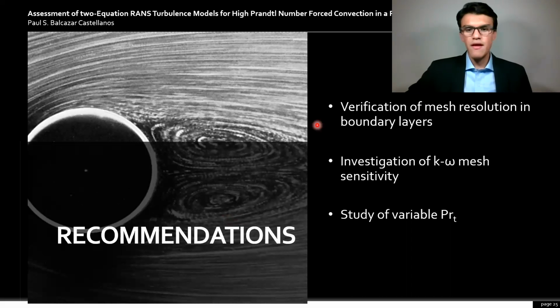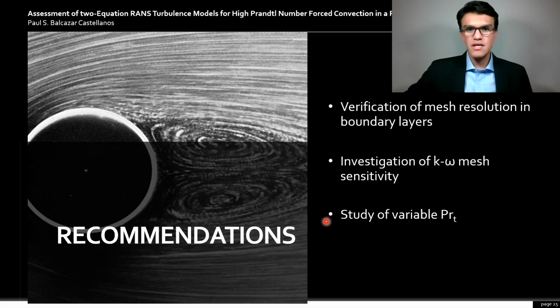Finally, some recommendations. There should be a verification of the mesh resolution inside the boundary layers. All meshes were constructed such that the near wall cell is within y plus less than 1. However, it is important to also note that there have to be enough nodes within the boundary layer region to properly capture the gradients of all variables. Additionally, there should be further investigation of the K omega mesh sensitivity to determine its range of applicability and how this sensitivity can be reduced, whether it is by decreasing the y plus of the near wall cell or by increasing the number of nodes in the boundary layer.